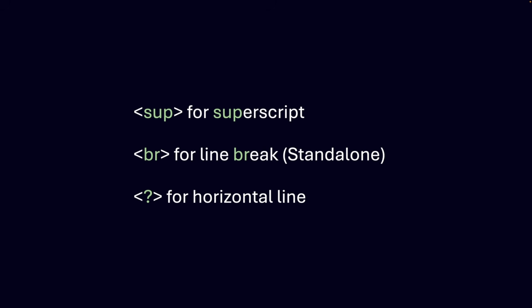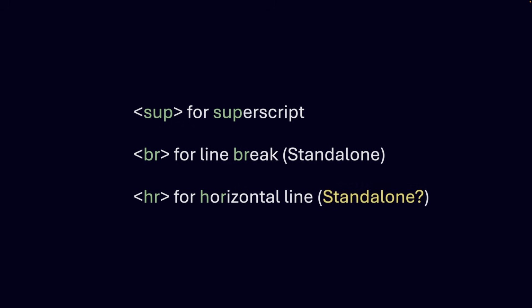Now what tag do you think we have for a horizontal line? If you want, you can consult the documentation and then continue. We have the HR tag for creating a horizontal line. My question to you is, do you think this tag is a standalone tag or not? And the answer is yes. HR represents a horizontal line, and we don't have any content to put inside it. That's why it makes sense for it to be a standalone tag, and it actually is.